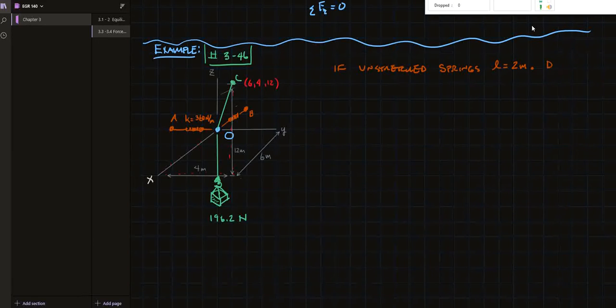I want to determine the stretch in each spring. They don't necessarily both have the same amount of stretching because they don't have the same amount of force, even though they have the same k value in each spring.